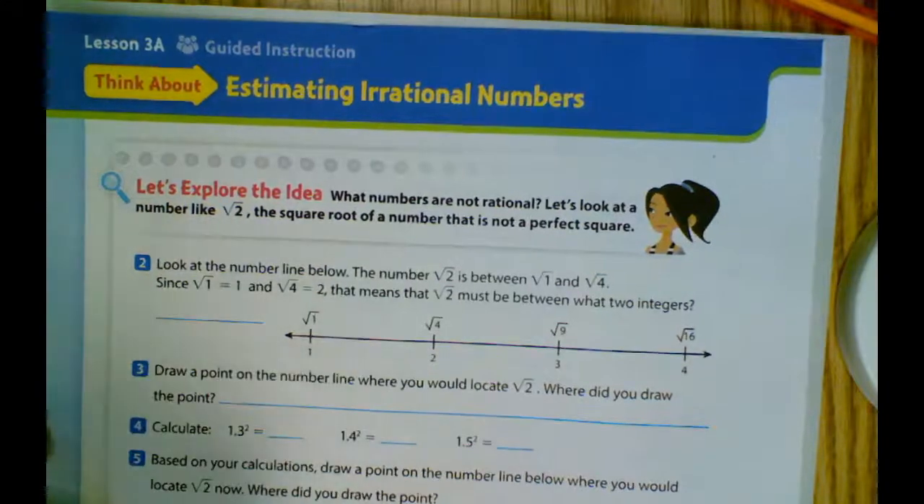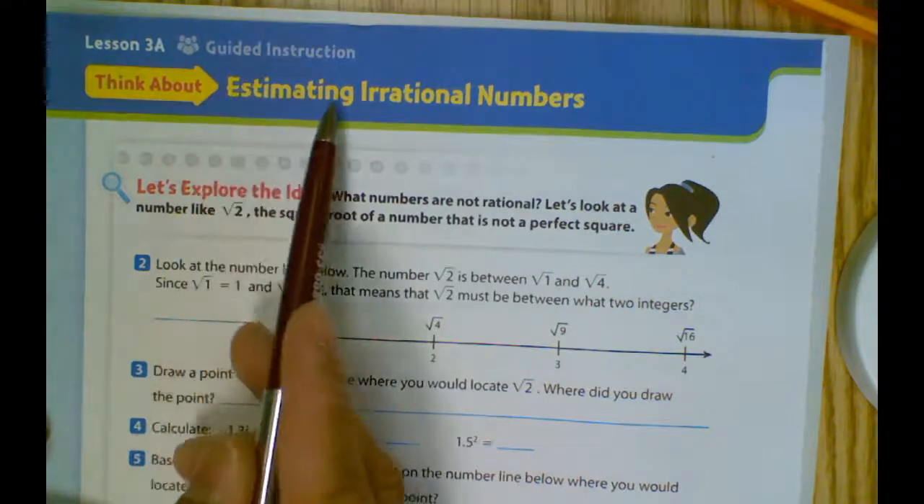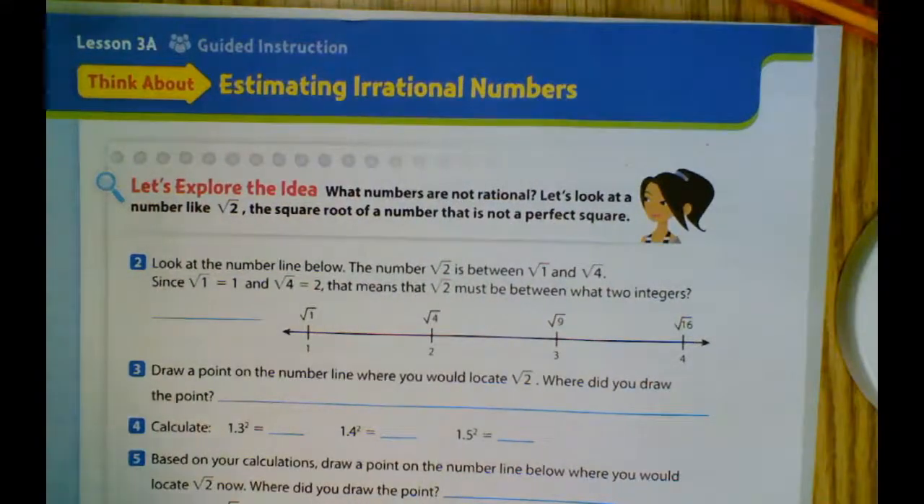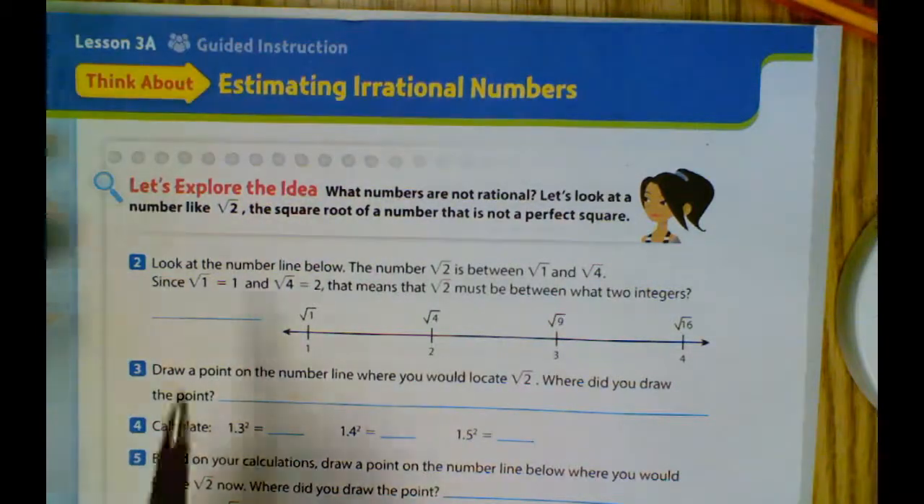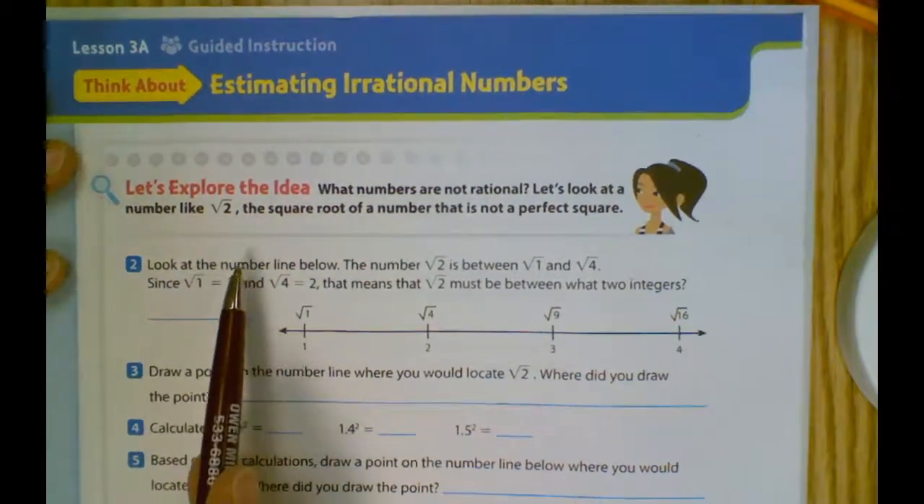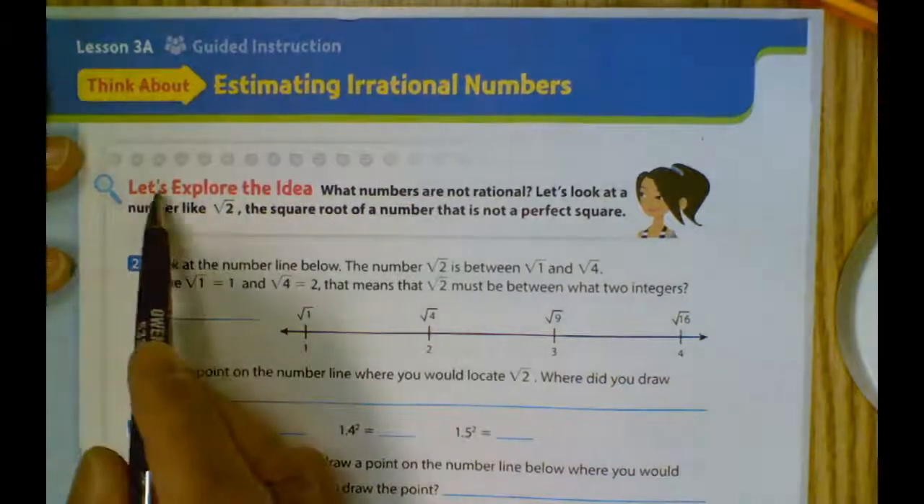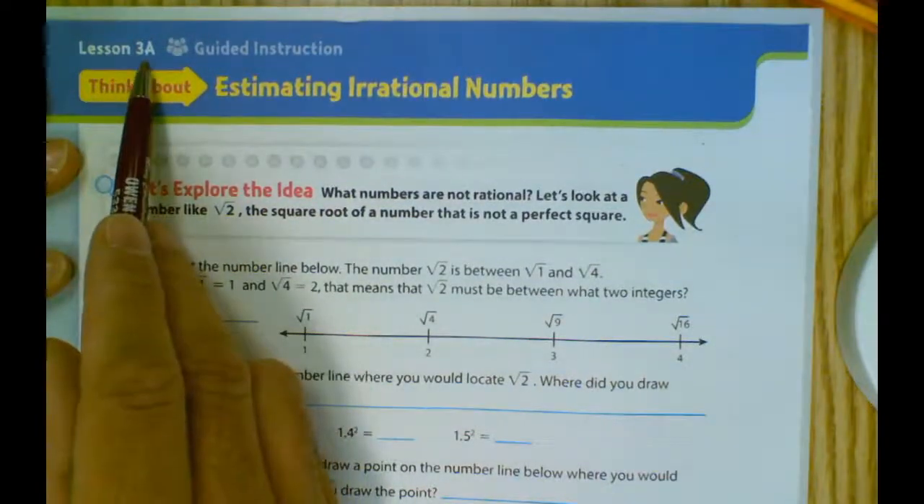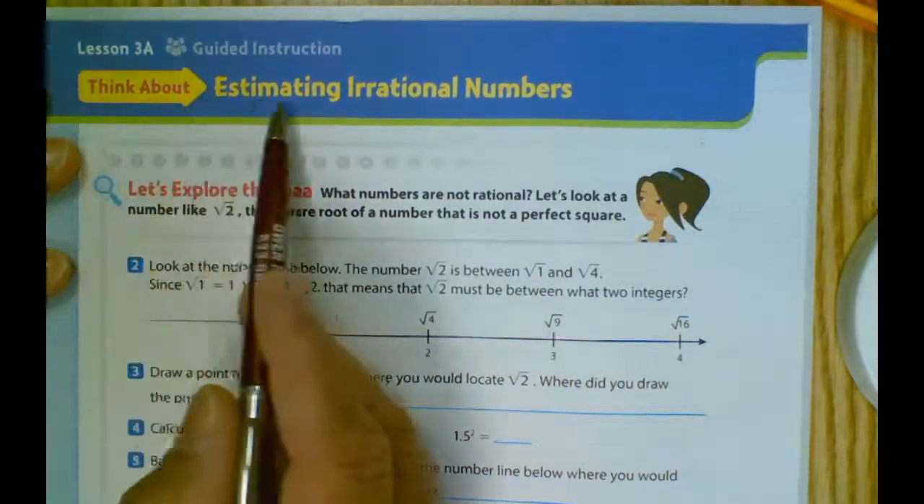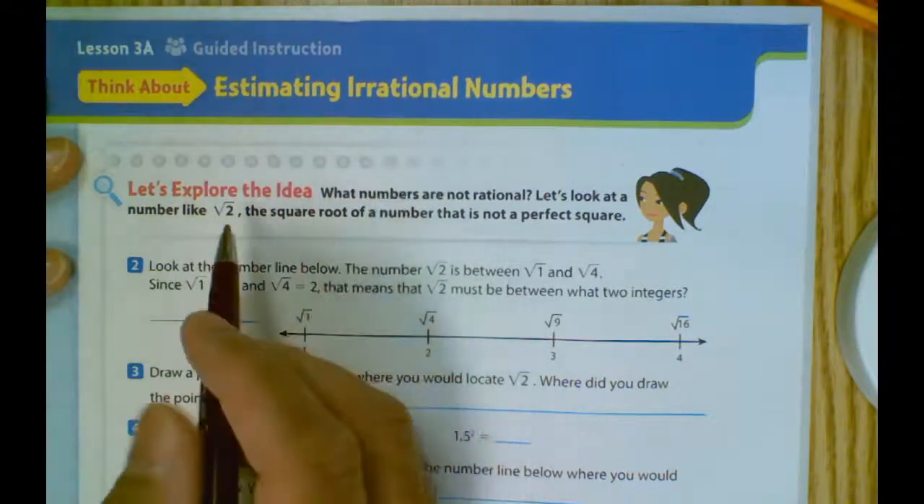So this week we've been talking about estimating irrational numbers, and that was the last part we covered yesterday. So I'm going to do the last example, and I'm going really fast over this one because this is what we did in the class. Remember that this is lesson 3A. We're going to think about estimating irrational numbers.